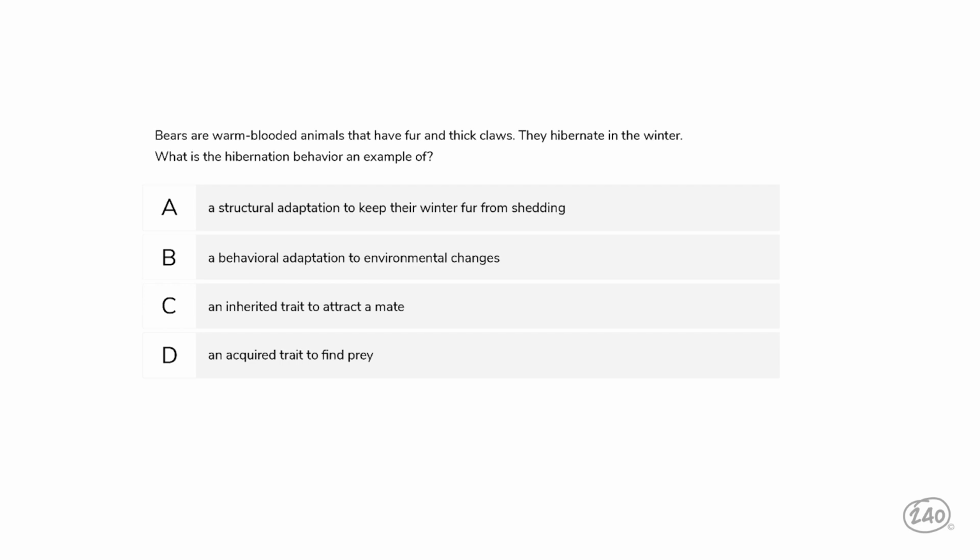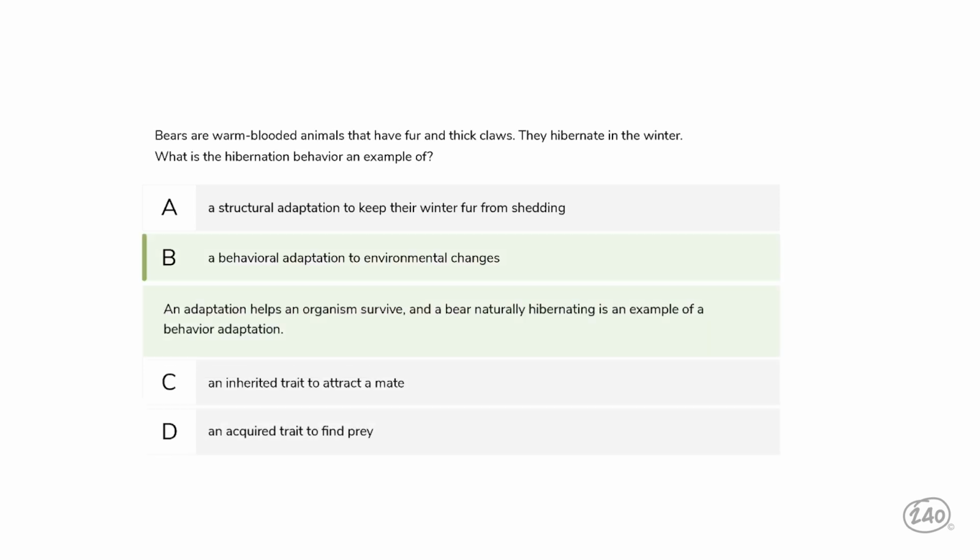This is definitely an adaptation. And since we're dealing with something that the animal does instead of a trait the animal has, B is best. An adaptation helps an organism survive, and a bear naturally hibernating is an example of a behavior adaptation.